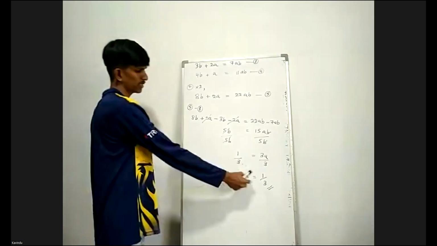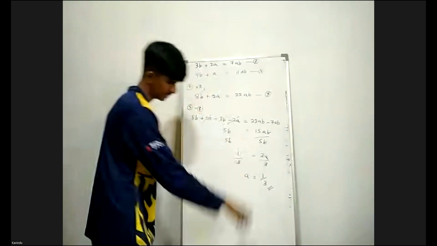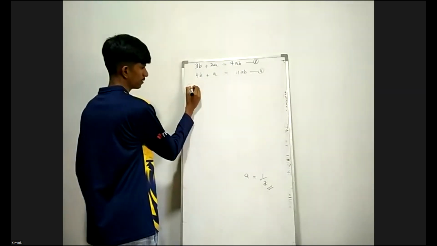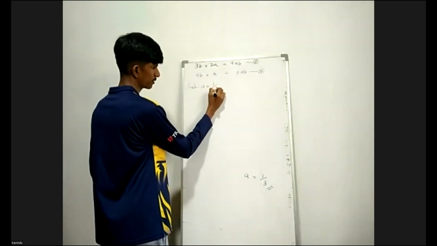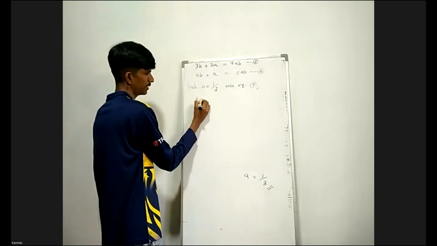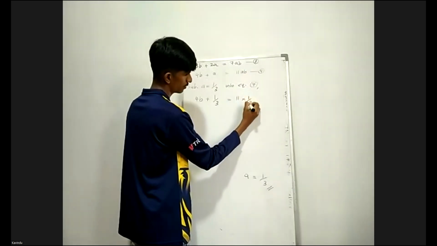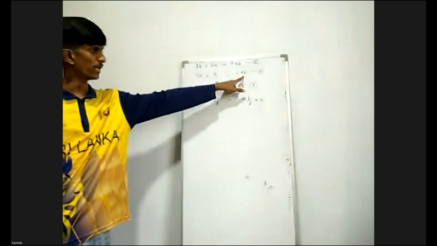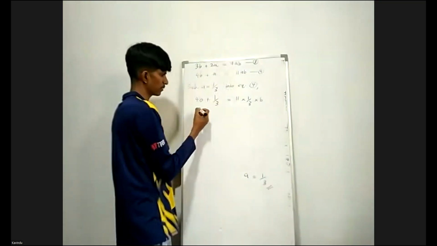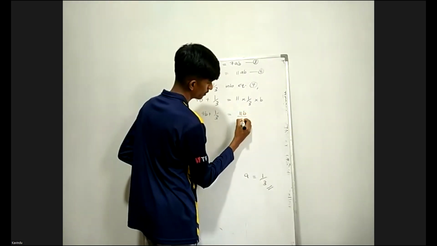Now substitute A is equal to 1 upon 3 into equation 4. Since there is A in this term also, we have to substitute 1 upon 3 for this A also. So 4B plus 1 upon 3 is equal to 11B divided by 3.